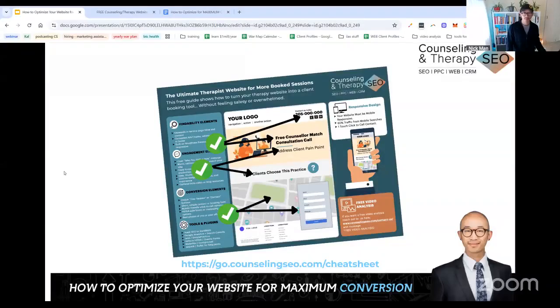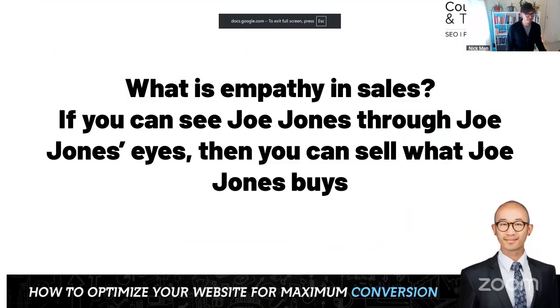So what is empathy? If you can see Joe Jones through Joe Jones' eyes, then you can sell what Joe Jones buys. And for people who are landing on your website, if they have a feeling that you understand the problem they're going through, they're already kind of sold. If you're explaining their situation, you don't even need to give them solutions or anything. They already understand that, okay, this person gets it. And that's what prompts them to reach out to you.